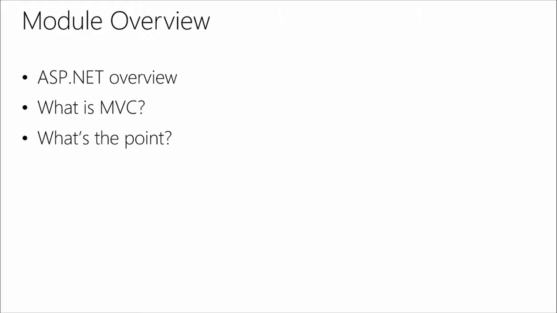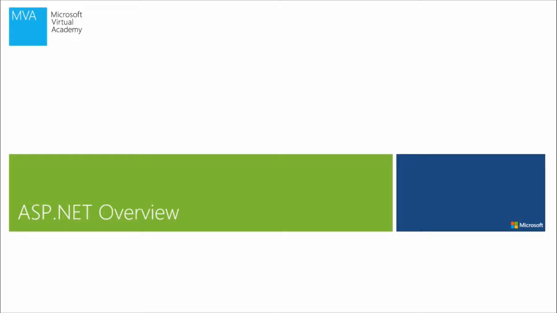Okay, there we go. So we're going to talk, first of all, about ASP.NET, just the overview. What is it at a high level, what's there. We'll look at what the M and the V and the C in MVC are, and then finally we'll talk a little bit about what's the point. That's the biggest thing. I get that so frequently.